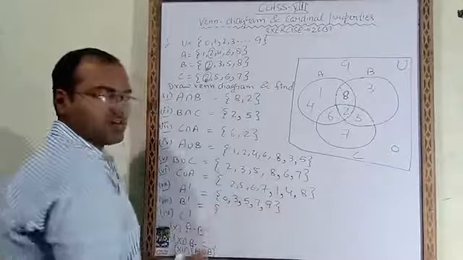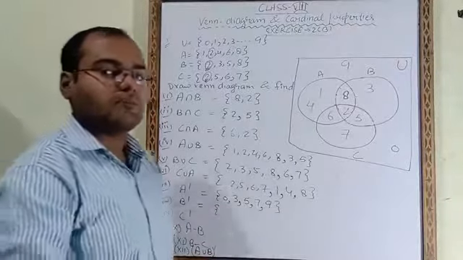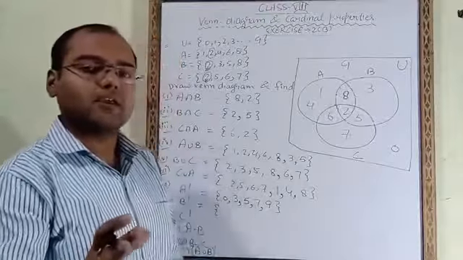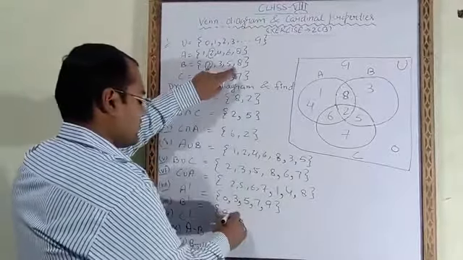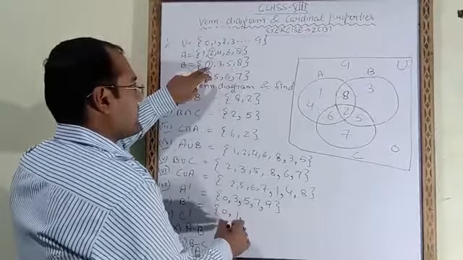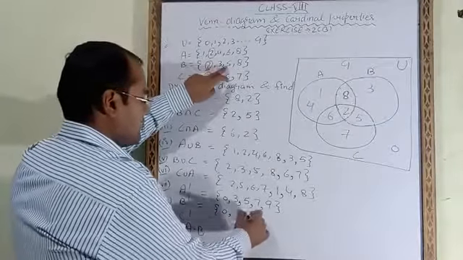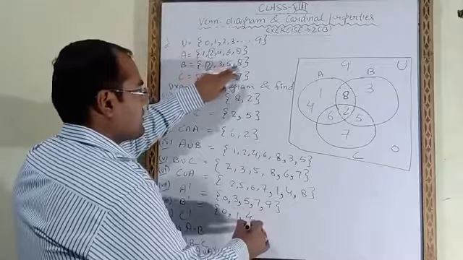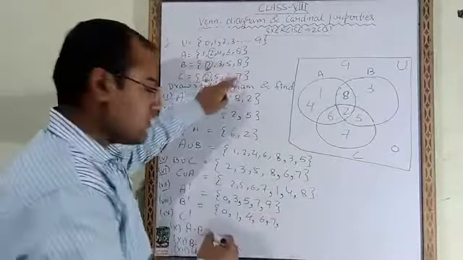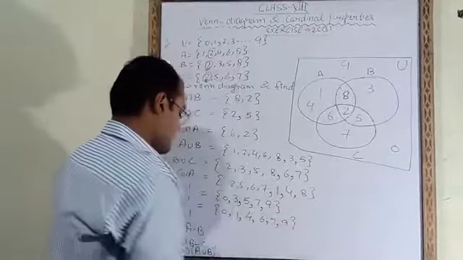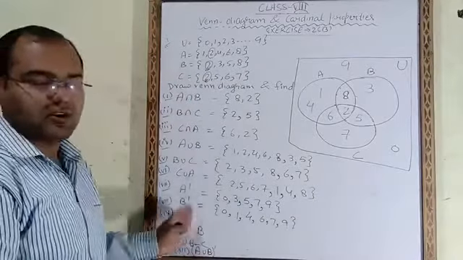In the same way you have to do B complement. B complement means we will not take B. So what elements will we write? 0 we will write. 1 we will write. 2 we have to leave. 3 we have to leave. 4. 5 we have to leave. 6. 7. 8 we have to leave. 9. Like this you have to do C complement also.